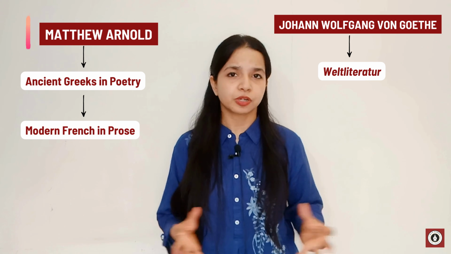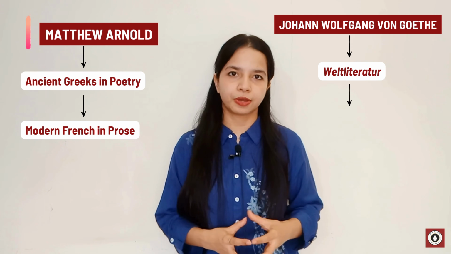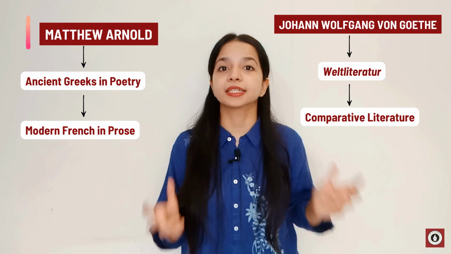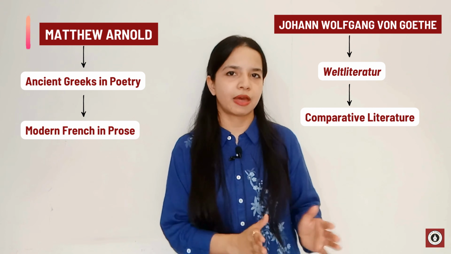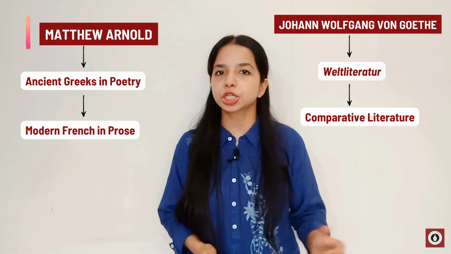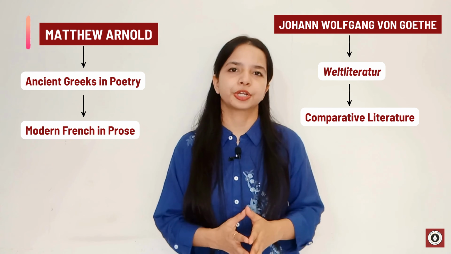The concept of world literature is tightly connected to the field of comparative literature, and so the connection between the ideas of Goethe as well as Matthew Arnold makes Matthew Arnold one of the first practitioners of the field of comparative literature in English literature.